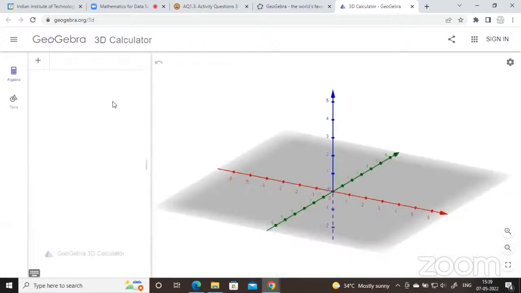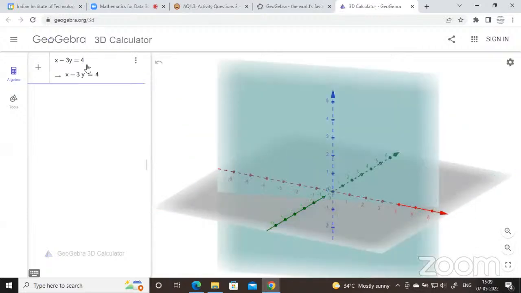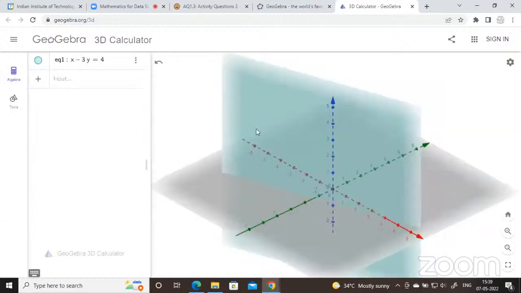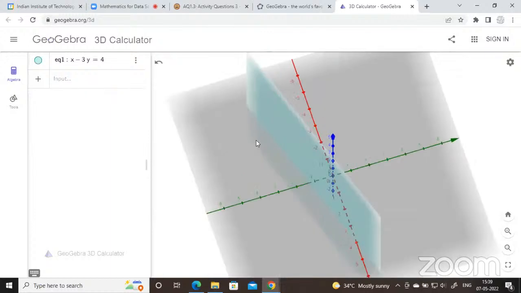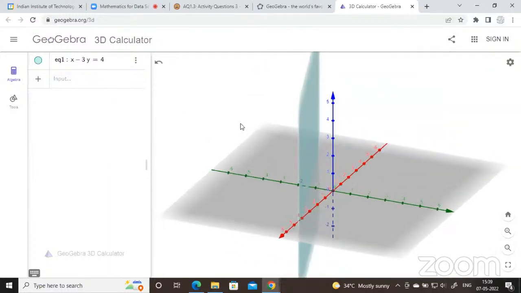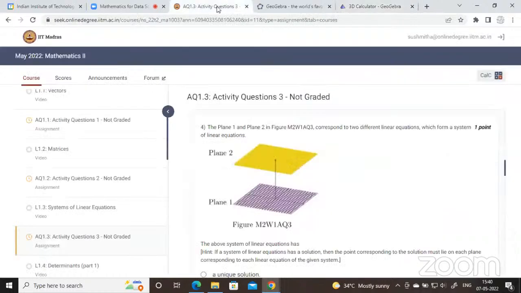x1 minus 3 x2 is equal to 4. So this is a plane, right? Is it visible? The plane. Yes, ma'am, it's visible. Okay, I'm writing it in. Oh, the K problem didn't have 3 variables, is it? No, it is 2 variables, ma'am.